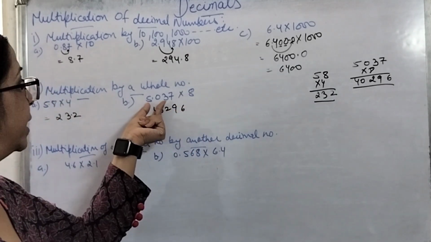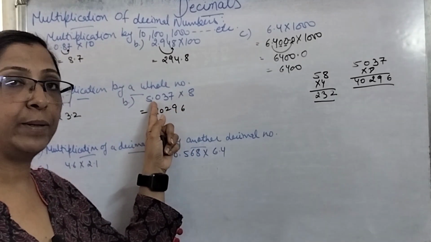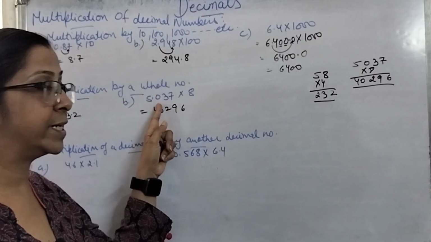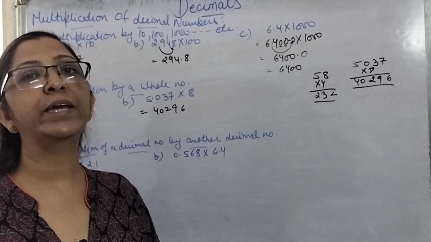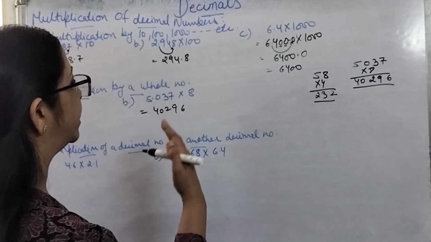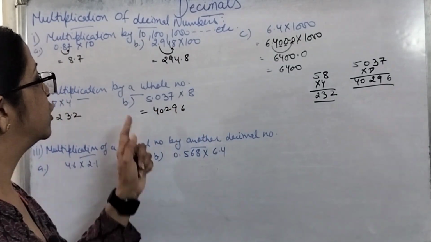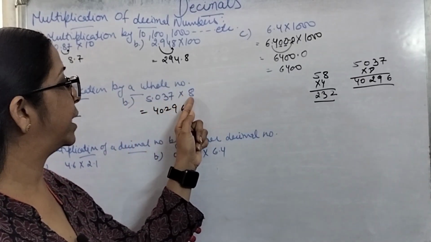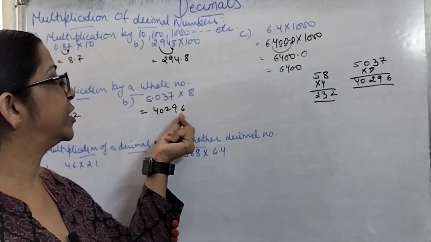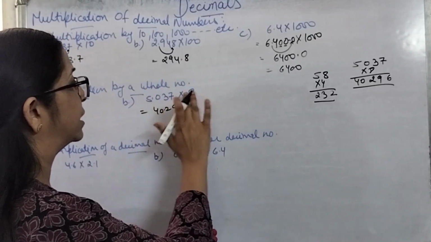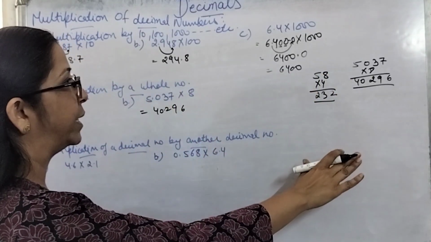Now this number has 3 decimal places, because after the decimal we have 3 digits. So in the product also we will have 3 decimal places. For that, from the right hand side, after 3 digits we will place the decimal. So the product of 5.037 and 8 will be 40.296.